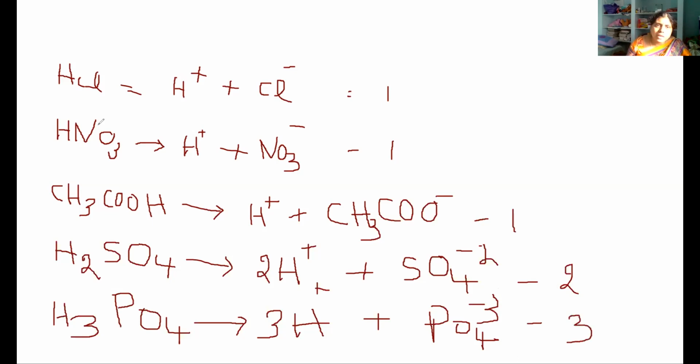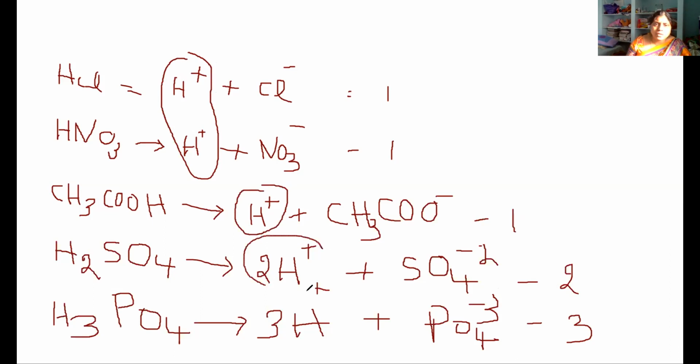If you see, in splitting, how many H plus ions do you observe? Here 1 H plus ion, here 1, so its basicity is 1. Here also 1 H plus ion, so its basicity is 1. Here how many H plus ions? Its basicity is 2. Here 3 H plus ions, so its basicity is 3. Like this, if you know the basicity, you can calculate the equivalent weights.